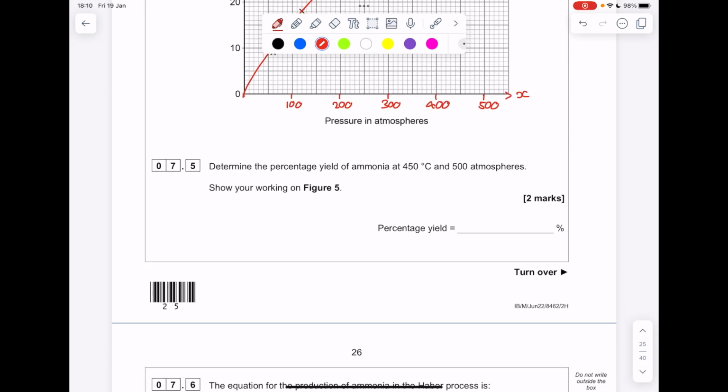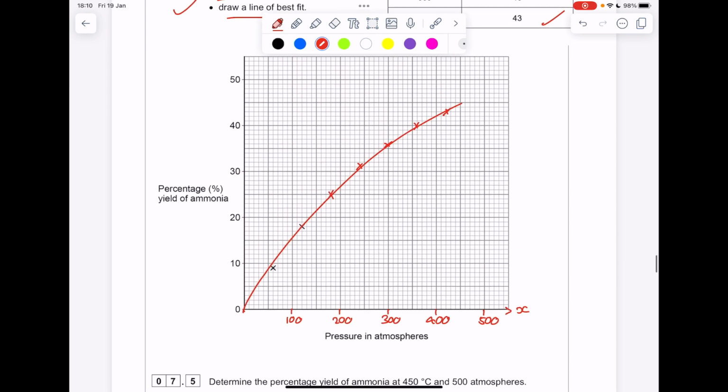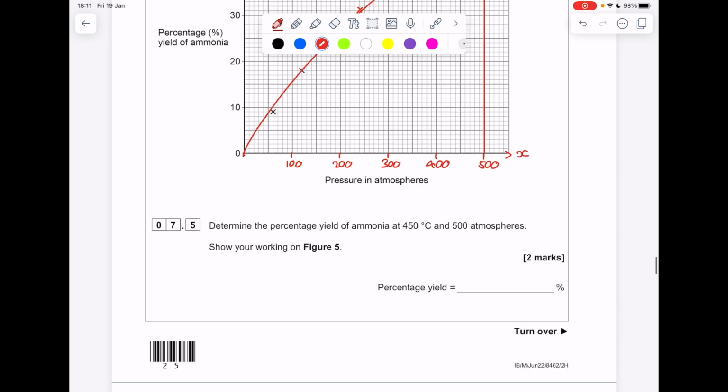Determine the percentage yield of ammonia at 450 degrees and 500 atmospheres. So we read up and then read across. So that is around 47, 46.